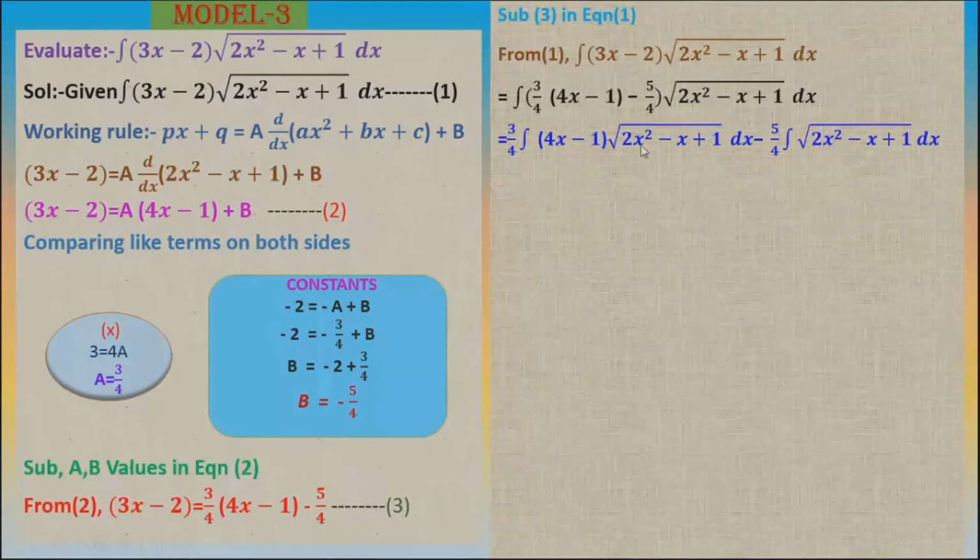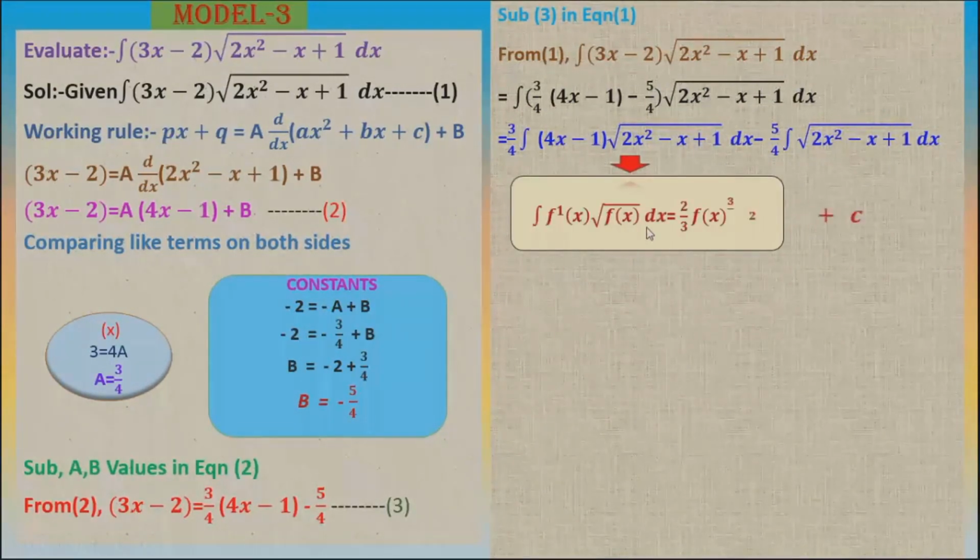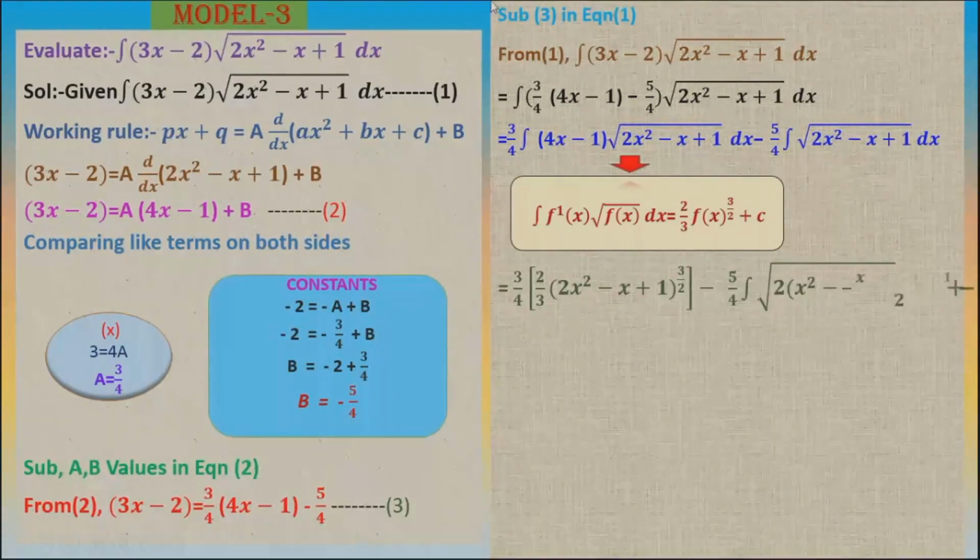So it is in the form of integration of f dash of x into root f of x dx. So it's nothing but 2 by 3 into f of x whole to the power of 3 by 2. So by applying in this, it becomes 3 by 4 into, here applying now, 2 by 3 into f of x. What is f of x here? The root term, that is 2x square minus x plus 1, whole to the power of 3 by 2. I am applying in the formula here.